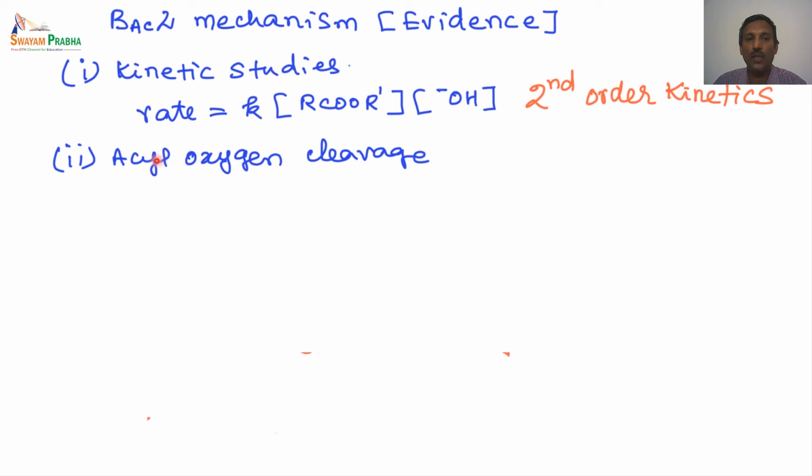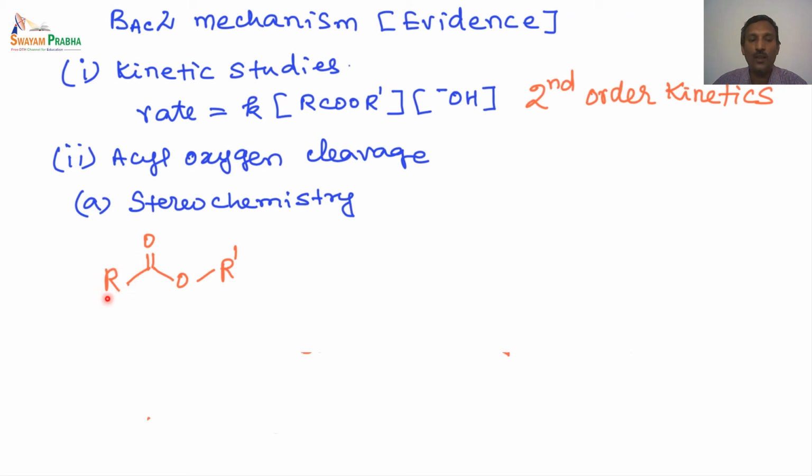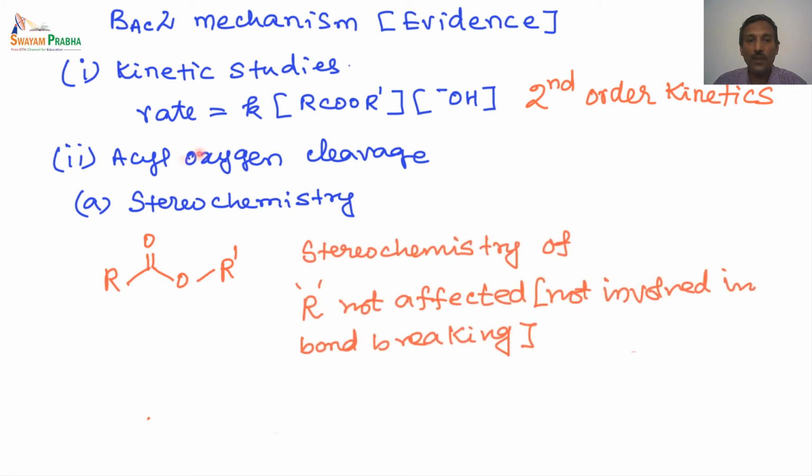Now we will have to look at how we confirm this is an acyl oxygen bond cleavage. So we can study using the stereochemistry. We have a starting material. We have one R group that is attached to the carbonyl group. There is another R prime alkyl group which is attached to the oxygen. If it is an acyl oxygen bond cleavage, that means this bond is cleaved, then the stereochemistry of the R group has no effect on this particular reaction. In other words, the R group is not at all affected because it is not involved in the bond breaking. So we cannot use the stereochemistry of this R group to study or confirm whether the acyl oxygen bond is cleaved or not.